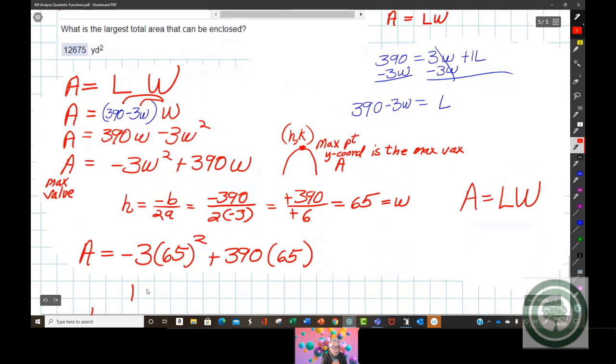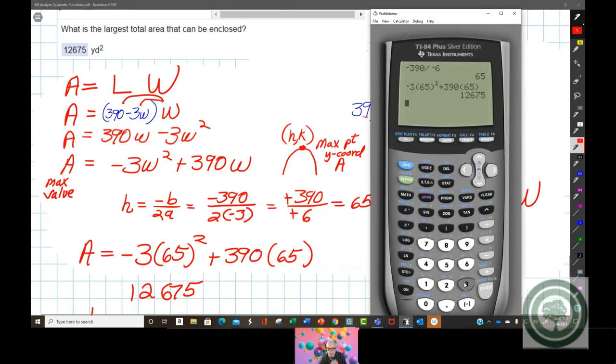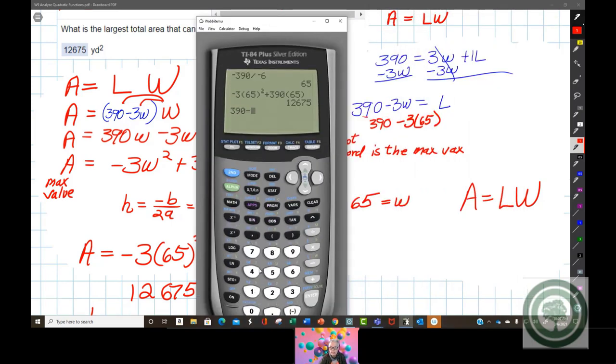Let's see if we would have gotten the right answer. Okay, over here. L would be 390 minus 3 times 65. So what is that? 390 minus 3 times 65. Enter. Oh, yeah. All right.